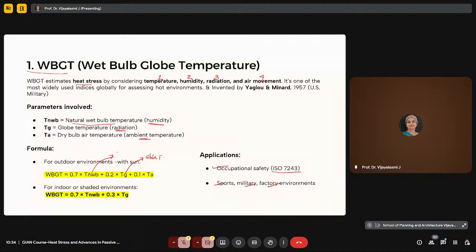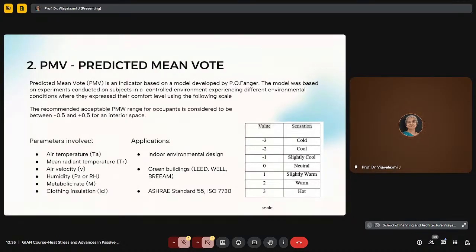This is the natural wet bulb temperature, and TA is dry bulb temperature, DBT. So if you have the globe temperature, dry bulb temperature, and wet bulb temperature, you can compute the wet bulb globe temperature. And then some corrections. This is for outdoors, and then for indoors some corrections are there. So with this we can find out the wet bulb globe temperature in that environment.